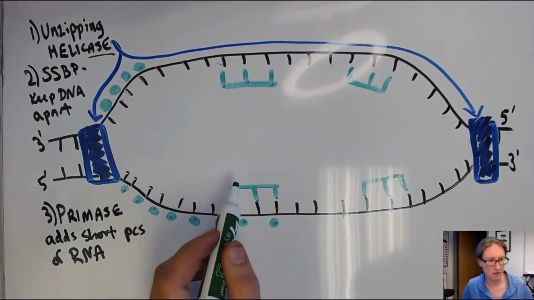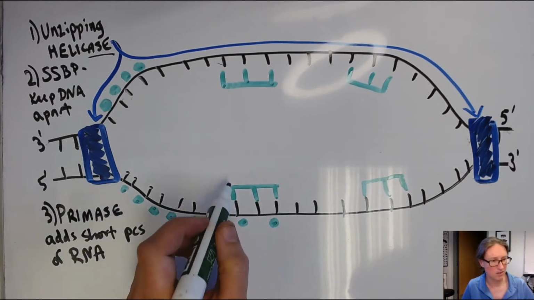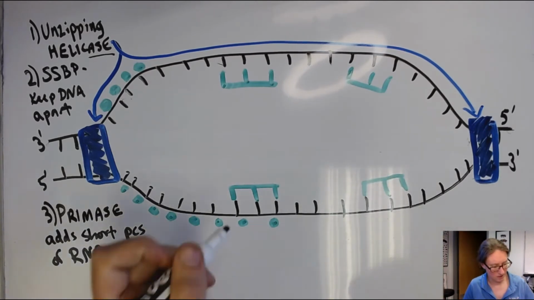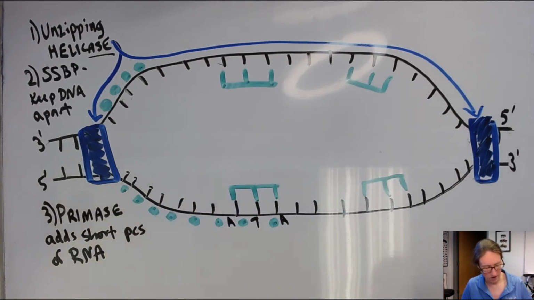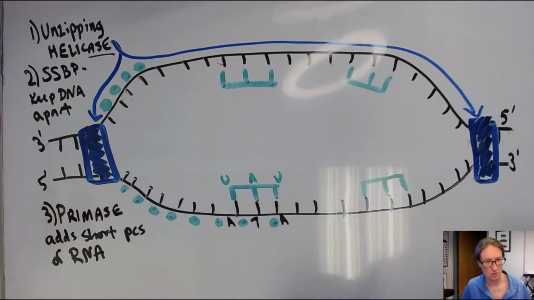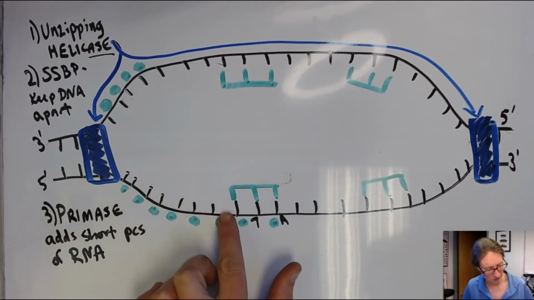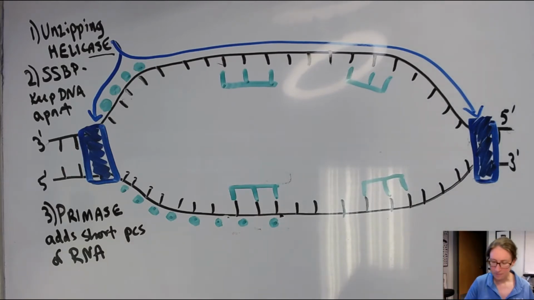So these short pieces of RNA, they're going to have a sequence that is complementary to the sequence of the DNA. So if, for example, we had a sequence here that is A, T, A, then the corresponding RNA primer is going to have a sequence of U, A, U up here. That's not super critical at the moment. We'll come back to that point, but it's kind of useful just to keep in mind how those pieces of primer match up with the DNA.